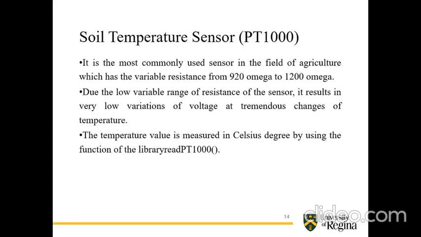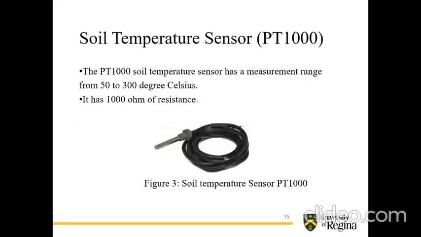The Waspmote IDE has some inbuilt functions to capture the readings of the sensors. So this one is the function name to capture the readings. I will show in coming slides how we actually write the code in order to get the readings. So we need a Waspmote IDE for the coding purposes. The PT1000 soil temperature sensor has a measurement range from minus 50 to 300 degrees Celsius, and it has 1000 ohms of resistance. So these are the main specifications of the soil temperature sensor.